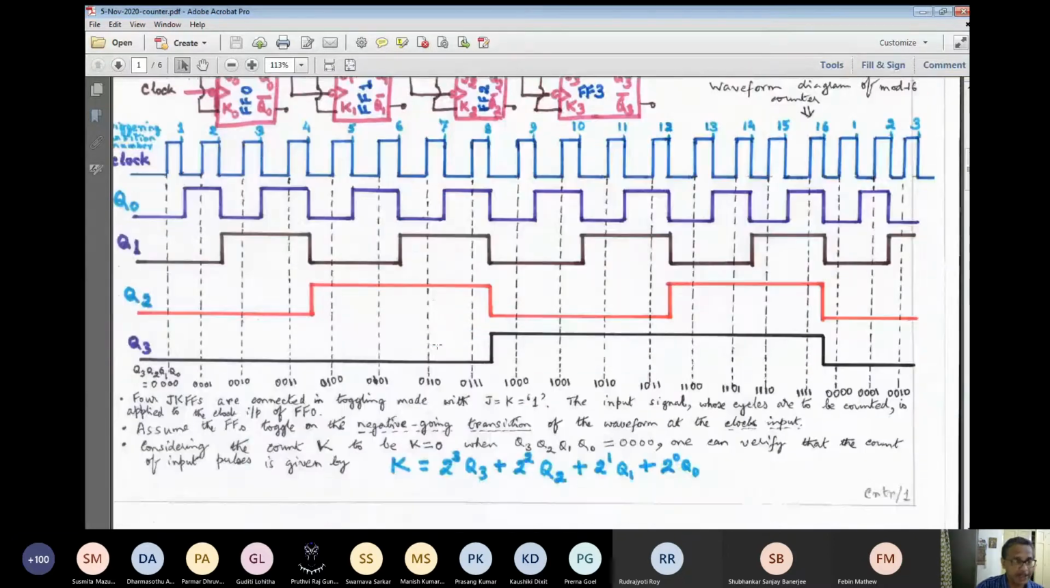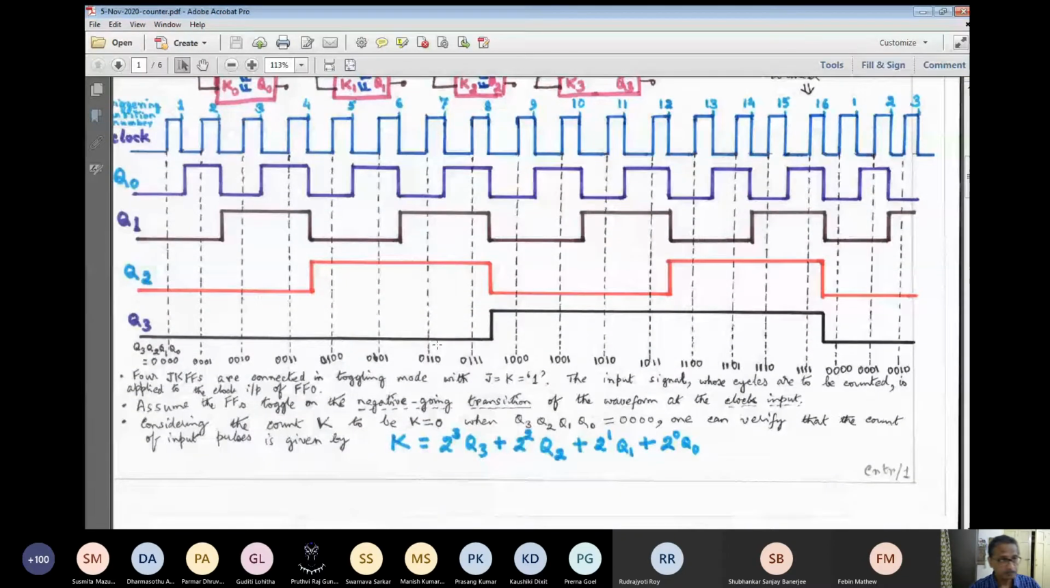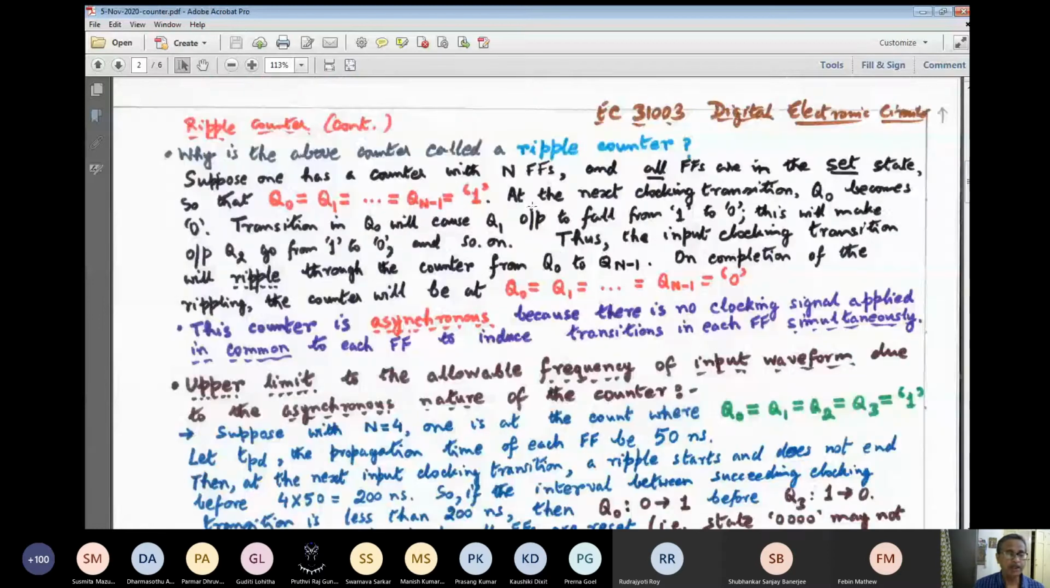And why is it a ripple counter? That we now answer. Ripple means what? You have seen a pond, all of you have seen lakes and ponds. If you throw a stone, it hits the pond at a particular point. After that, several wavefronts are produced, as if the wave is generated and it progresses outward one by one. Here also you see what happens.